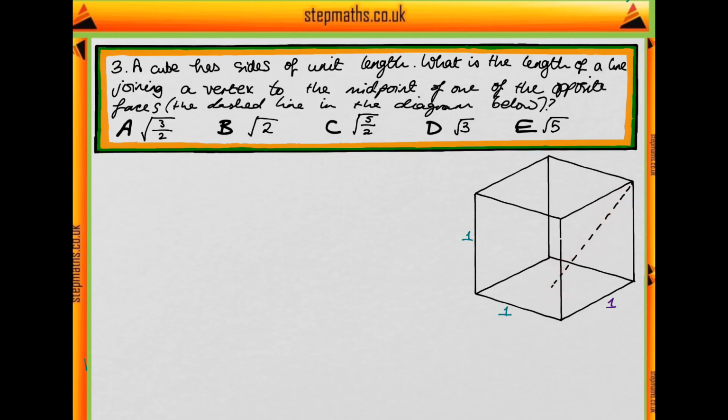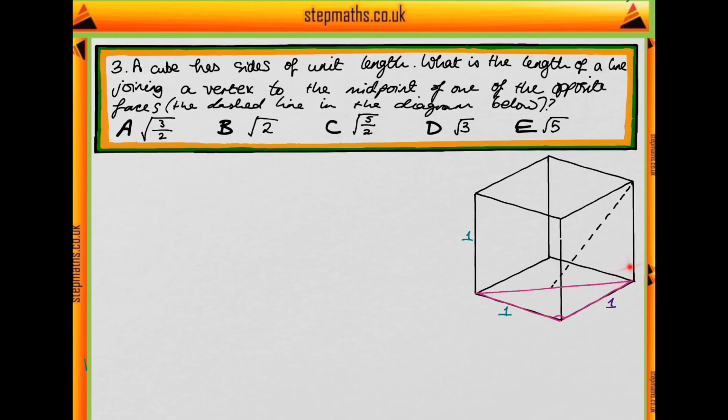However, we can't just do that straight away. First of all, we need to try and find some other things. So the first thing we're going to do is try and find the diagonal of this base here, so across here. So can you think of a formula which could help us do this?